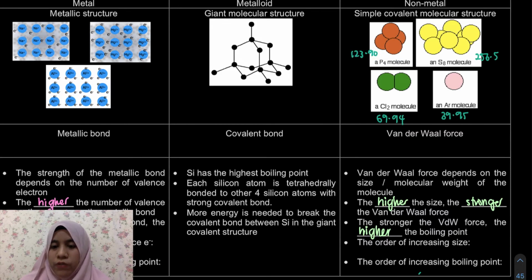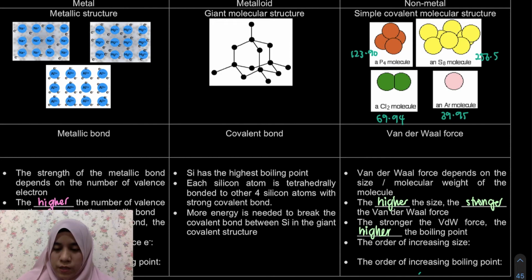Okay, so we look here. The order of increasing molecular weight, meaning we start from the smallest to the biggest one. So start with our Ar, our argon. Next is our chlorine, and then our P4. And last but not least is our S8. This is the order of increasing size. Hence, the order of increasing boiling point is the same.